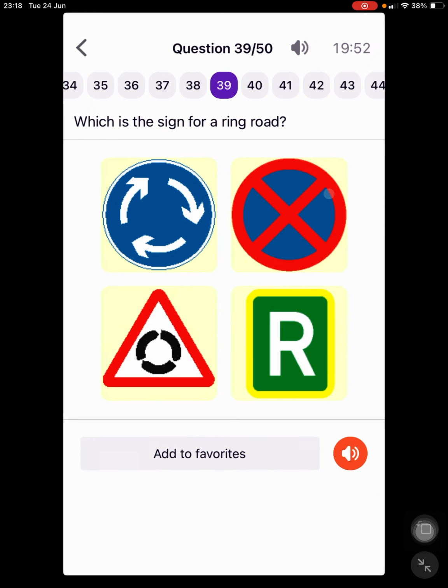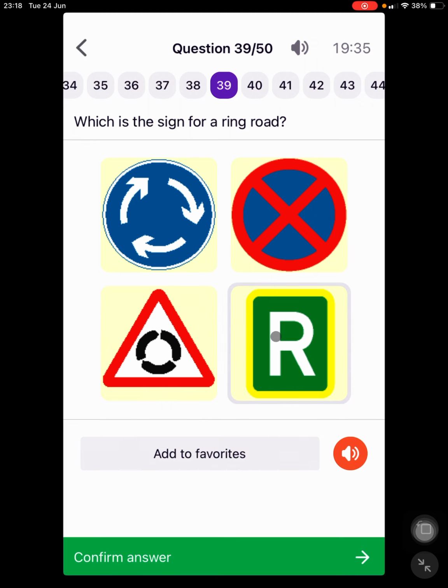Which is the sign for a ring road? This is it. No, this is mini roundabout. This is no stopping, that's roundabout. And this is ring road.